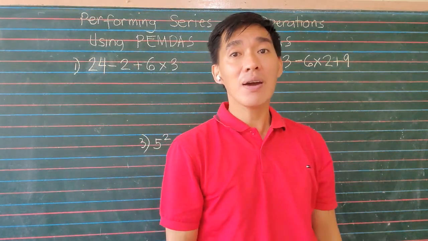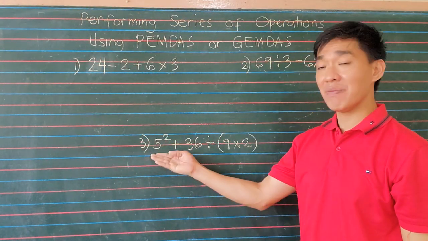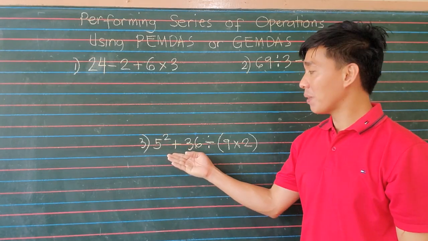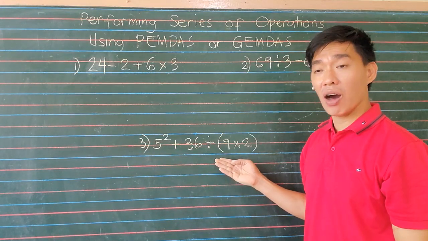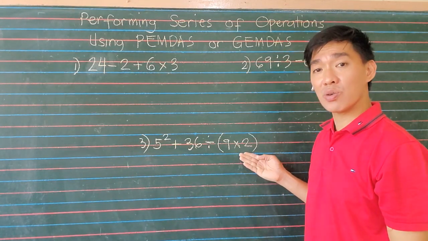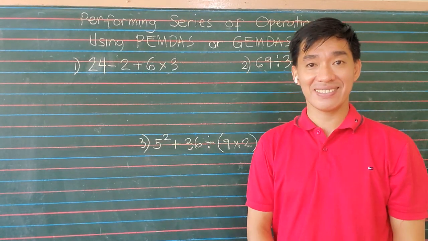And finally, for item number 3, we have 5 squared plus 36 divided by the quantity of 9 times 2, closed quantity.